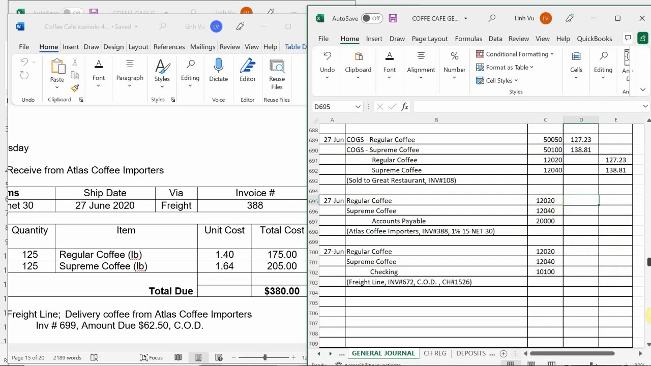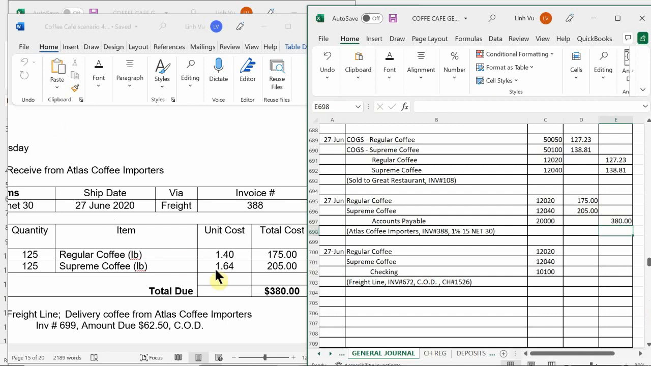We bought 125 pounds of coffee at $1.40, which gave us a total of $175. And then we bought 125 pounds of the Supreme Coffee at $1.64, which gave us a total of $205. So we should have a grand total of $380.